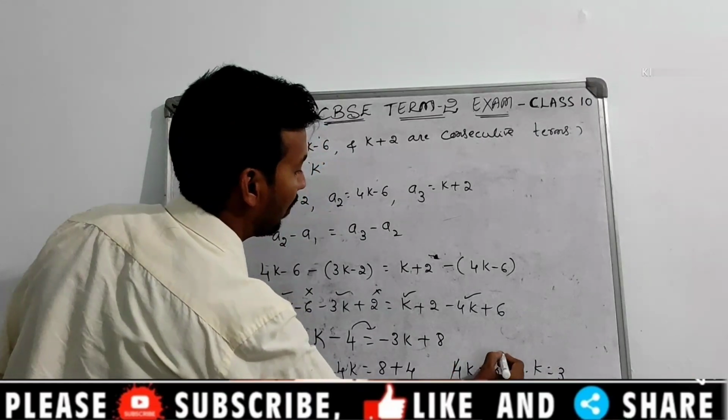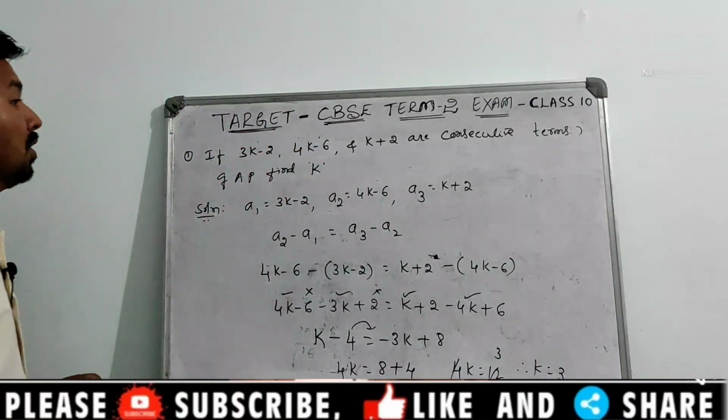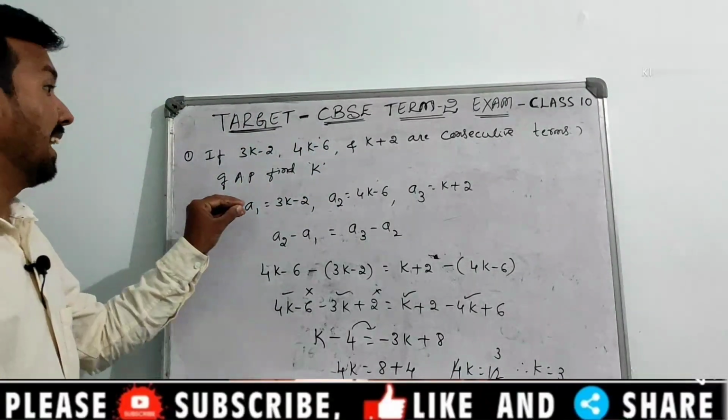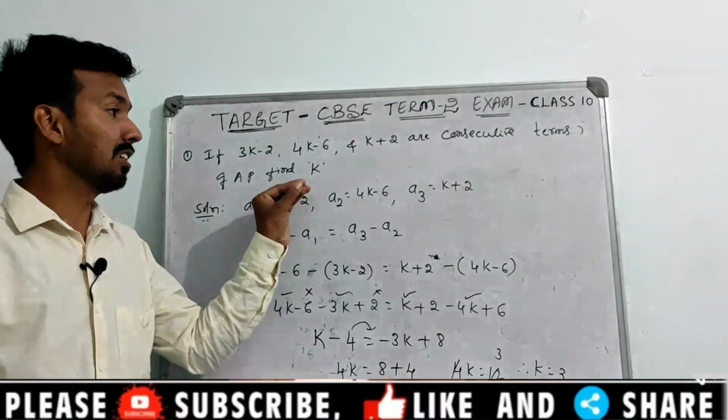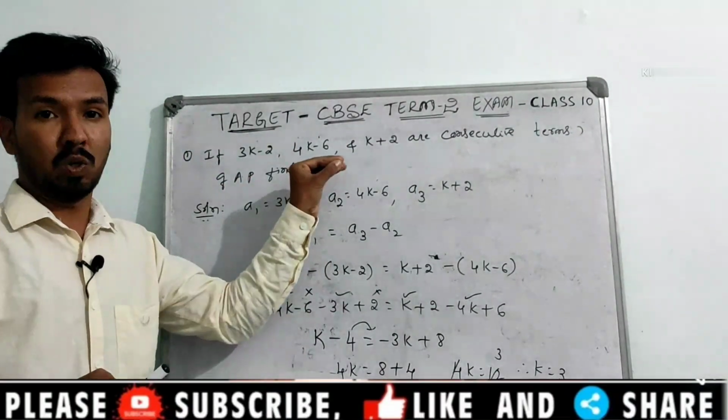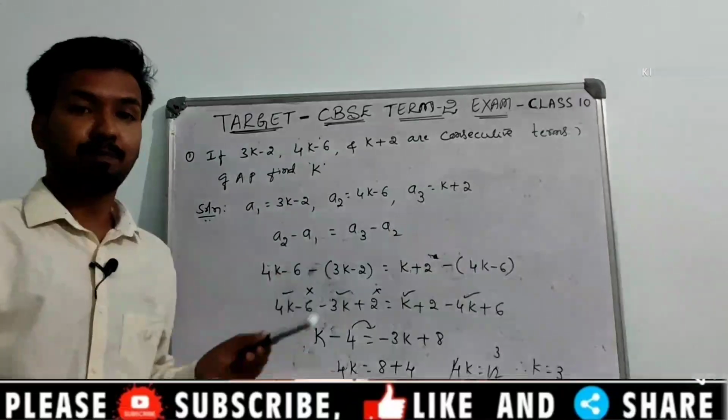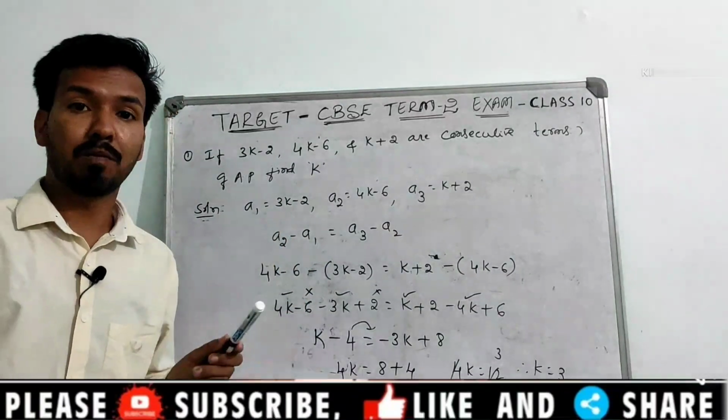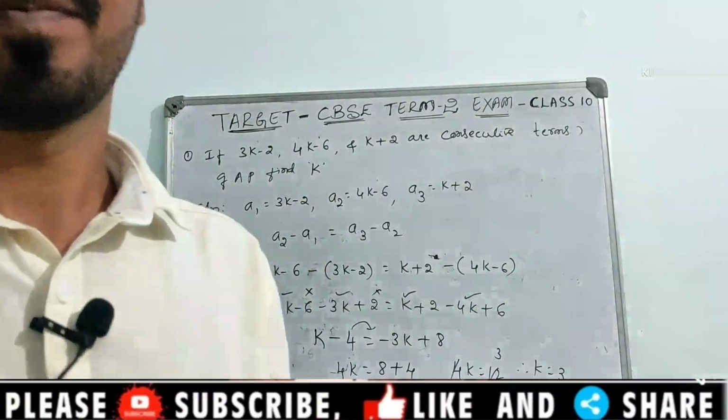4 ones are 4, 4 threes are 12. That is the 2 marks question. This was already asked in a previous examination, maybe 2012. Here, that is a very important chapter and important problem, children. Learn it.